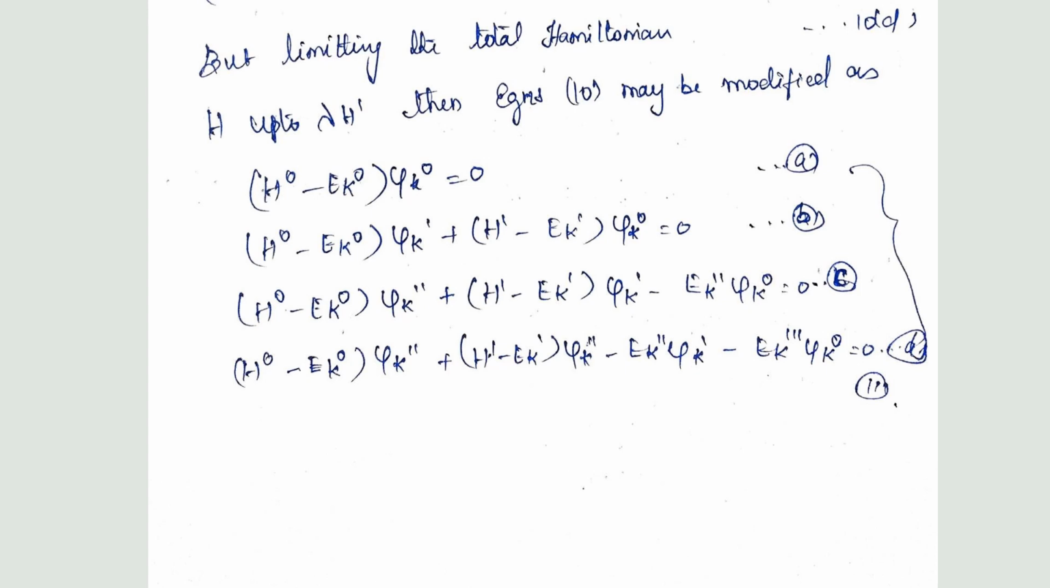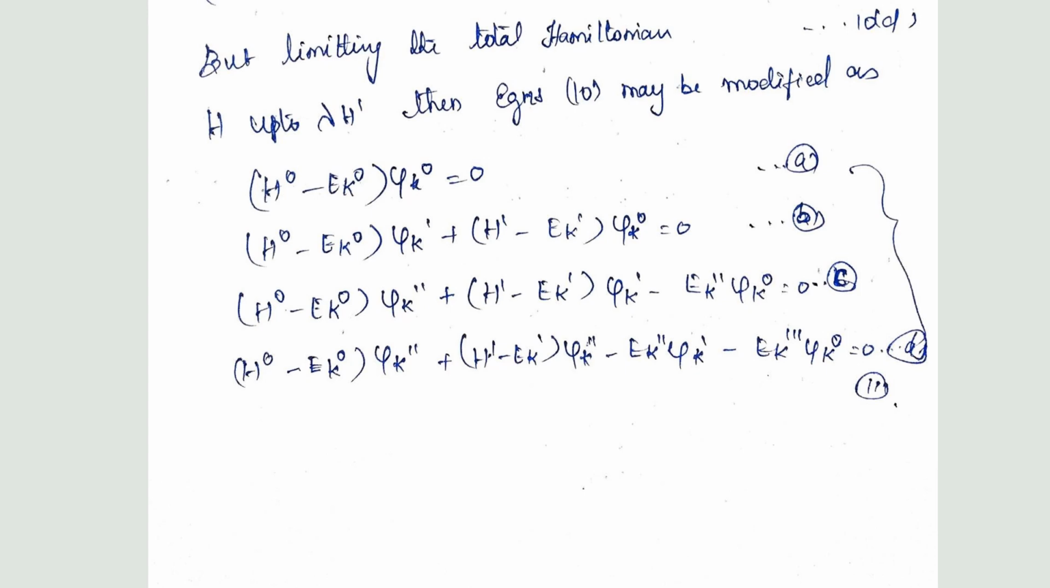Similarly, we can rearrange the coefficients of lambda square in terms of H naught and H and E, and rearranging the equation with powers of psi k. So it becomes H naught minus Ek naught into psi k naught is equal to 0 for the unperturbed Hamiltonian, and H naught minus Ek naught psi k dash plus H dash minus Ek dash psi k naught is equal to 0 for first order perturbed equation.